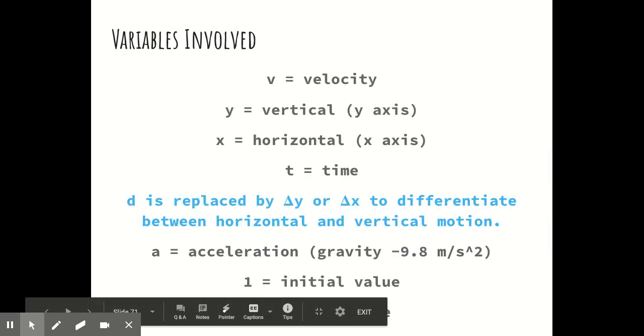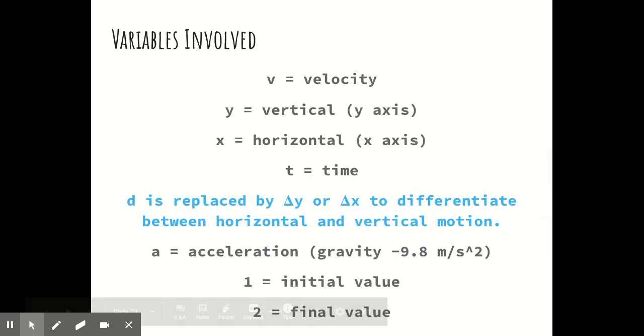So before we get started with any formulas, I just wanted to bring up a reminder slide of all the variables that are involved. So we know that v is velocity, t is time, a is acceleration. We've been using those for a long time now. If it has a subscript of 1 or 2, that's talking about the initial value or the final value. We know that gravity is going to be negative 9.8 meters per second squared.